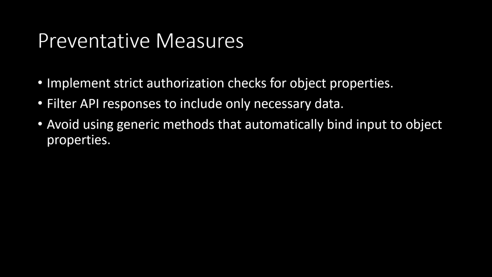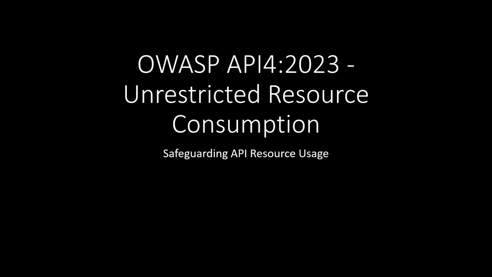Onwards to the next risk from the list. Time to speak about unrestricted resource consumption, which is number 4 on the list. Today we'll explore this significant vulnerability and discuss how to protect your APIs from excessive resource use.